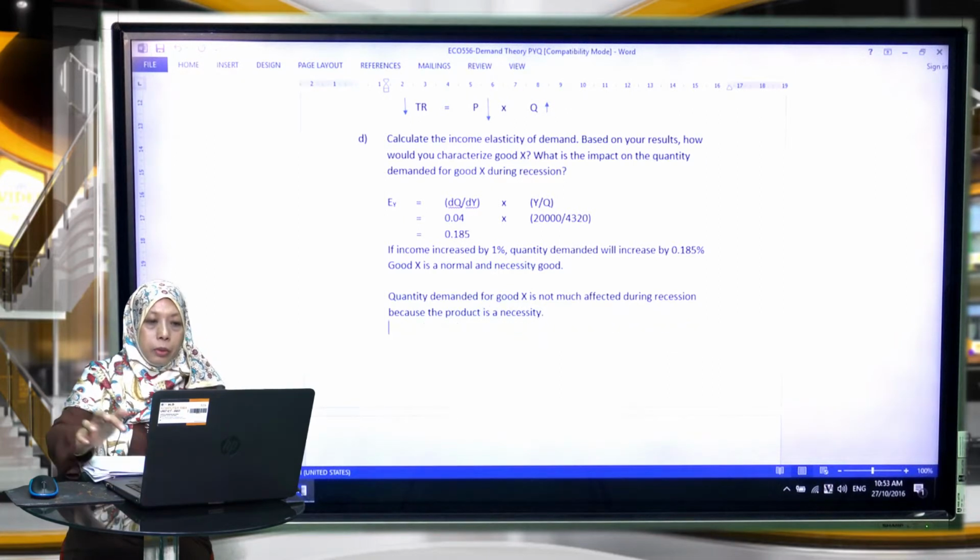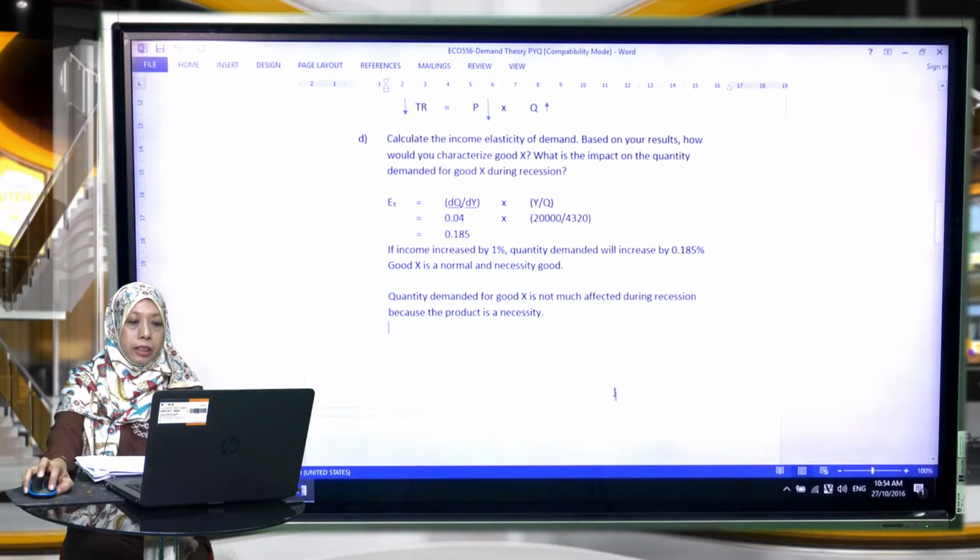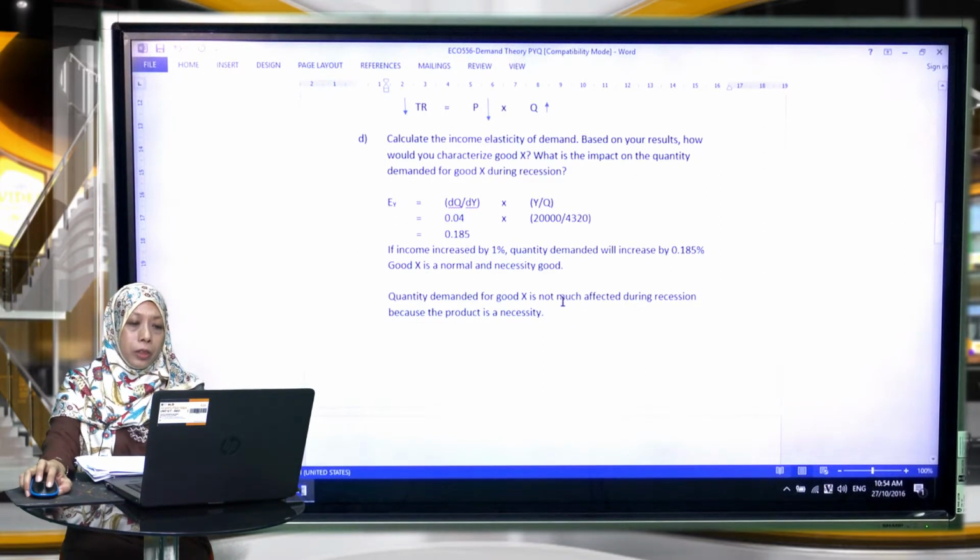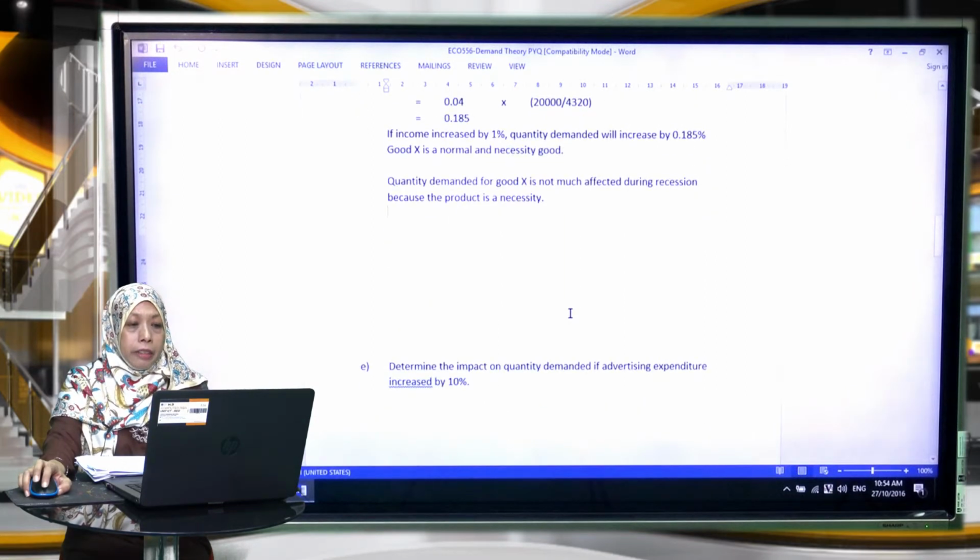Take into consideration rice. If you're talking about the Asian community, basically they eat rice every day, so it's like a necessity. So if, let's say, the price of rice increases, people still will buy rice, isn't it?